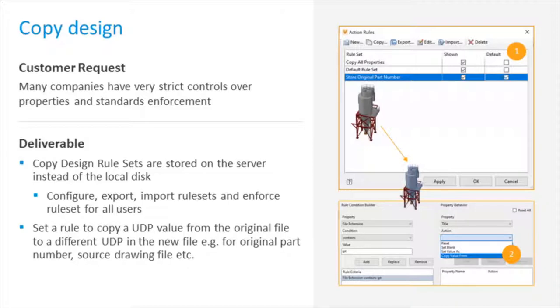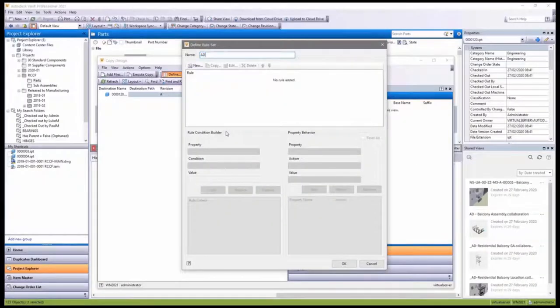Many companies have very strict controls over properties and standards enforcement, and there is a need to restrict the user's ability to reuse part numbers and other file properties. Administrators are now able to enforce a specific action rule set for all users. These rule sets are managed by the administrator to enforce desired copy design behavior. So for the admins, the rule sets are written to the knowledge option table under an entry called copy design rule sets. Let's have a look at this in action.